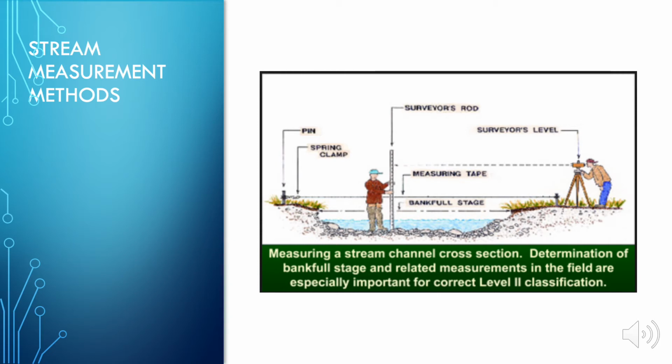Generally, you don't do this to classify a whole stream, at least not in one sitting or one measurement. If you want to do that, you definitely want to do multiple sites and perform the statistics on that to get the general area of the stream. But this is mainly for the bankfull stage and related measurements in the field for each individual part of the stream that you do want to measure.